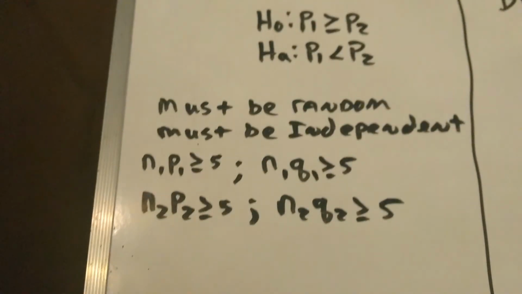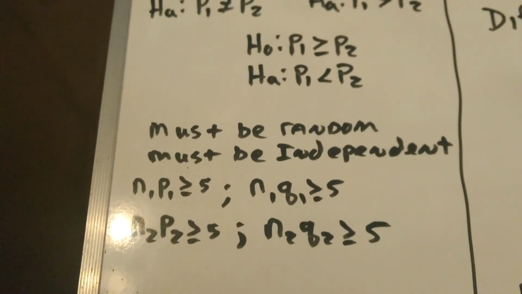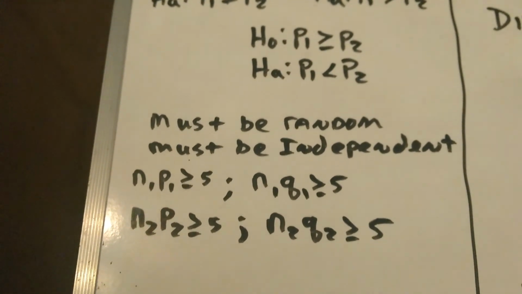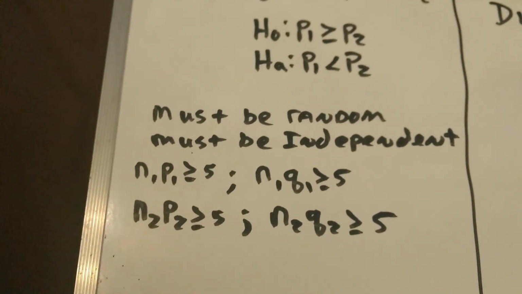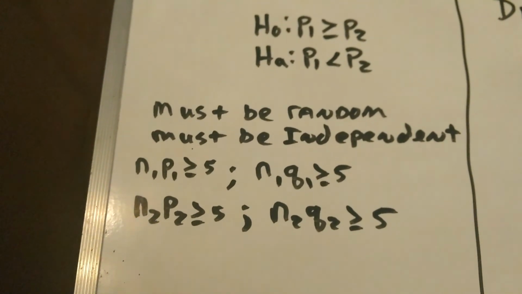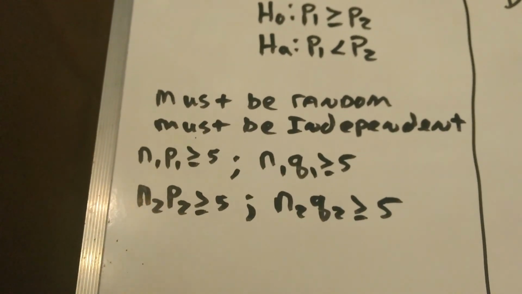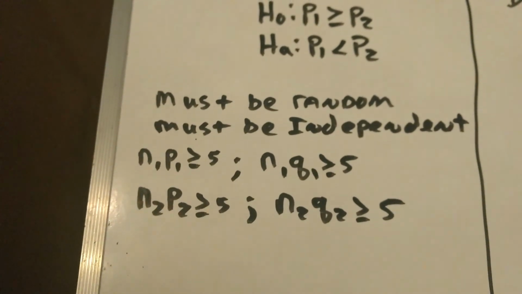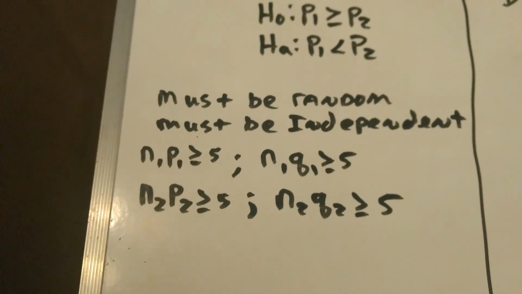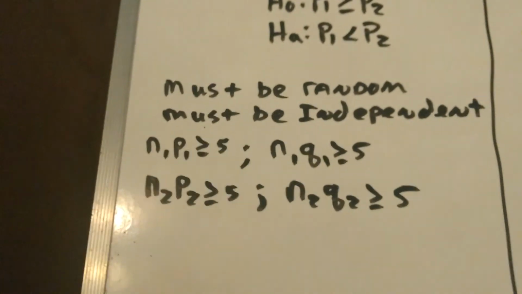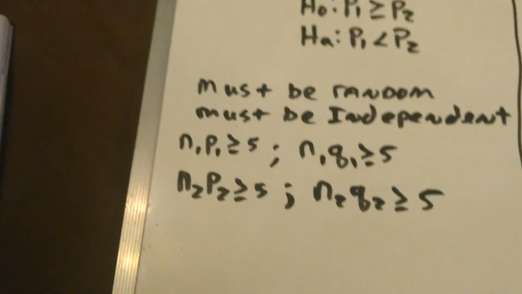Okay? For these two sample proportion tests, they must be random, they must be independent. You must check that sample 1 times proportion 1 is greater than or equal to 5. Sample 1 times Q1 is greater than or equal to 5. Sample 2 times proportion 2 is greater than or equal to 5. And then sample 2 times Q2 is greater than or equal to 5. Remember, Q is nothing more than 1 minus P.